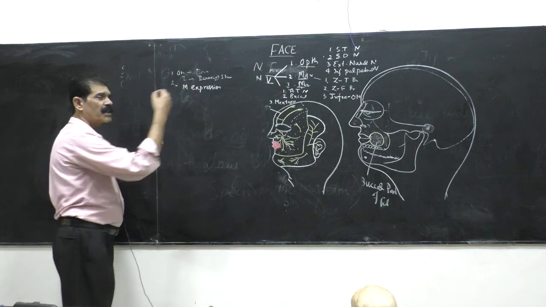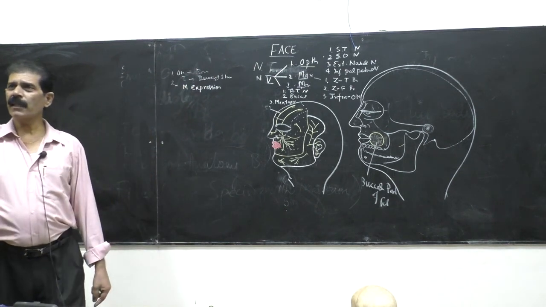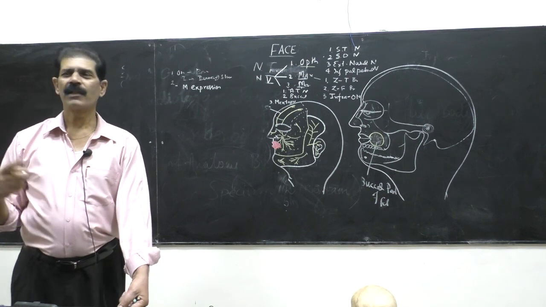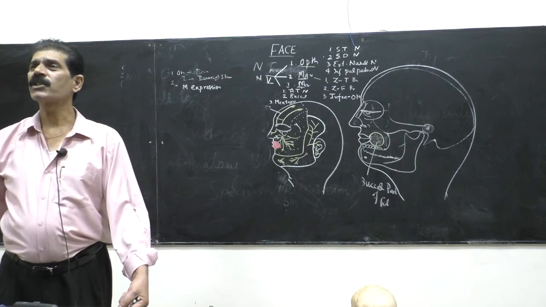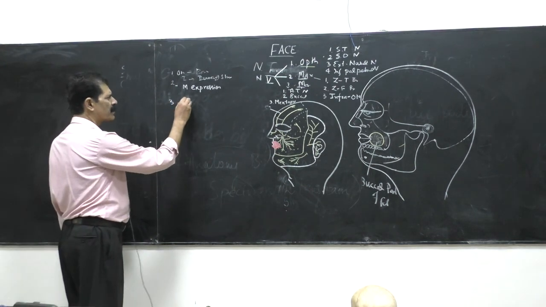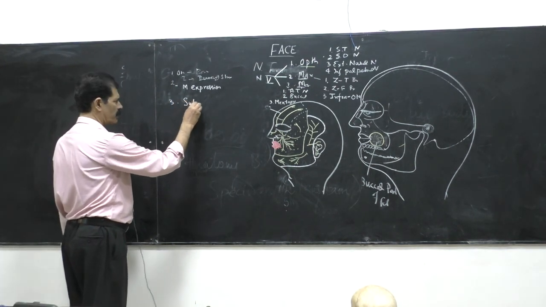They are the muscles of expression. Whenever the muscles contract, they bring about lines over the face. That's why the muscles of the face are called expression muscles. Third specialty: all facial muscles are subcutaneous.